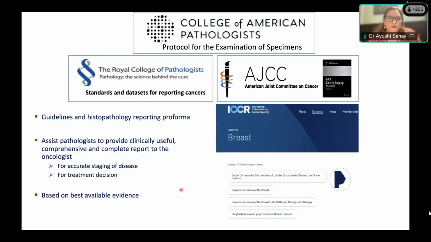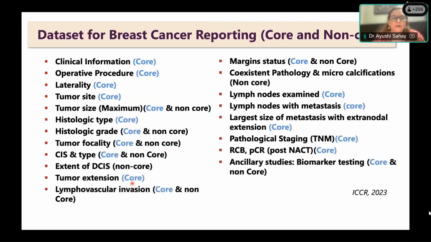I would urge all of you to go through the ICCR data sets of the breast. These assist the pathologist to provide a useful, comprehensive, and complete report, not just for accurate staging, but also for the management of the patient, and is based on the best available evidence. So this is the current ICCR data set for breast cancer reporting, which has a lot of core and non-core parameters. We will cover most of these parameters subsequently.